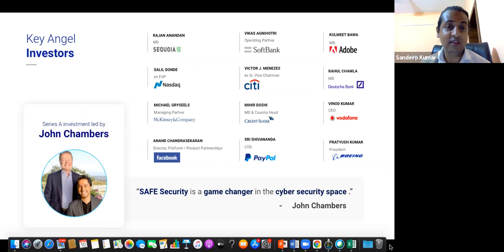Also, very recently, just about a couple of weeks back, we announced the investment of British Telecom into Safe Security. We're collaborating with British Telecom to reach out to more customers, to help them measure their cybersecurity risk and then predict the breach likelihood for their organizations.